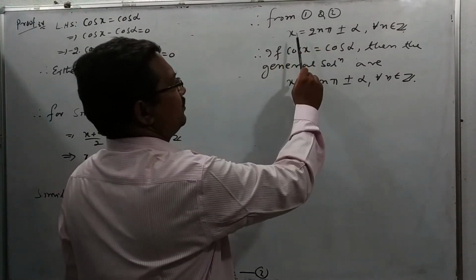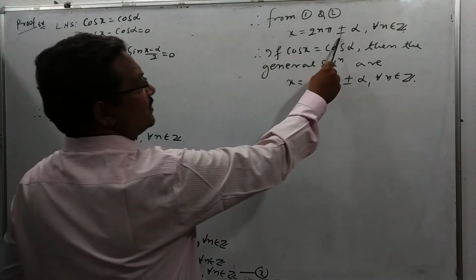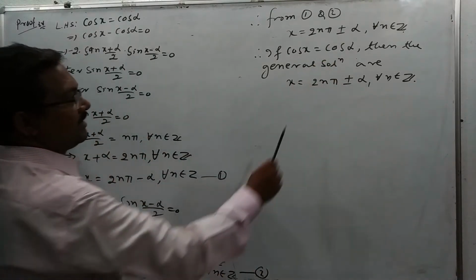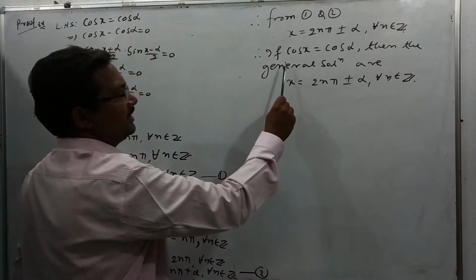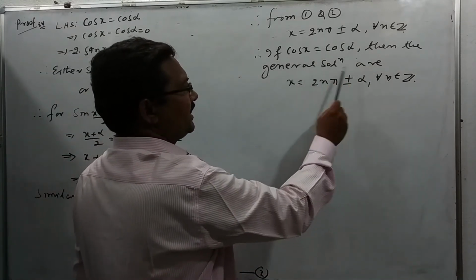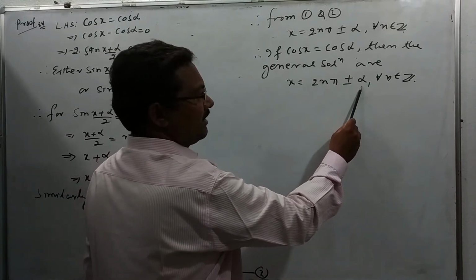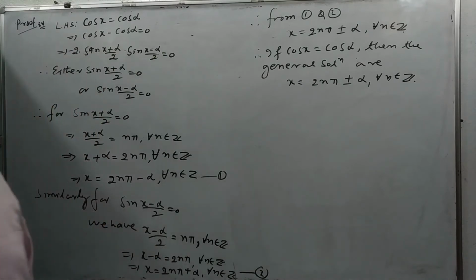From 1 and 2, x equals 2n pi minus alpha and 2n pi plus alpha for all n belongs to Z. So we concluded that if cos x equals cos alpha, then the general solutions are x equals 2n pi plus or minus alpha for all n belongs to Z.